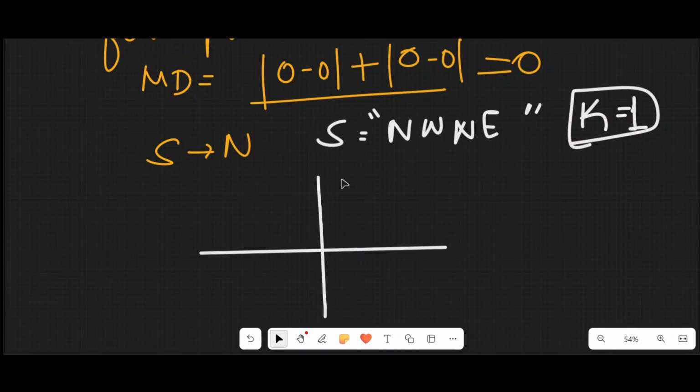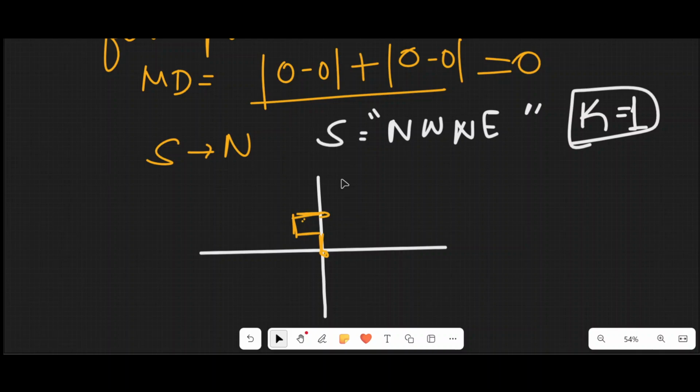So here's the coordinate, and now let's traverse through it. First it's north, so I'll proceed north by 1 unit, and then it's west. Okay, I'll go west by 1 unit, and then it's again north, so I'll go north by 1 unit from that point, and then it's going to be east, that is this. All right, so this is going to be my final position.